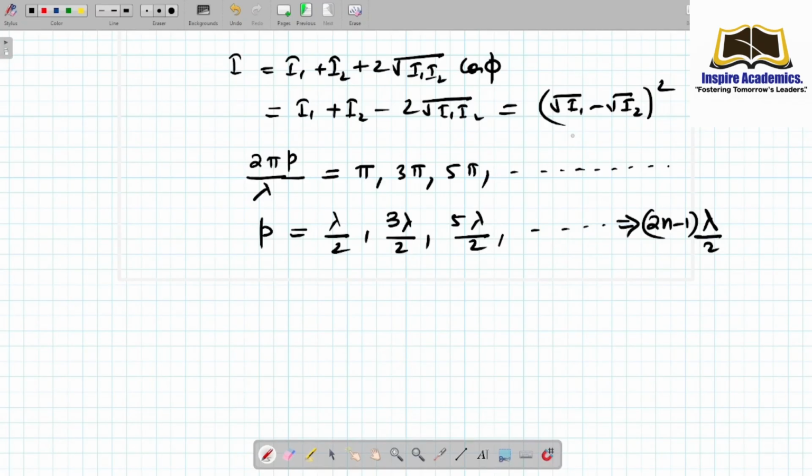So the resultant intensity at these points would be minimum when the phase difference between the two superposing waves is an odd multiple of pi, or the path difference is an odd multiple of lambda by 2. So tell me, have you understood this concept? Yes or no?